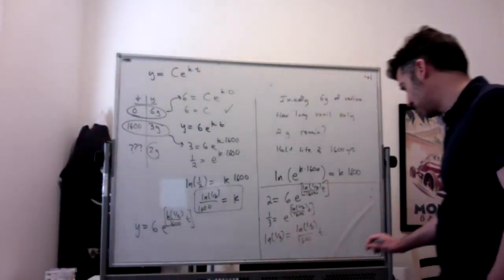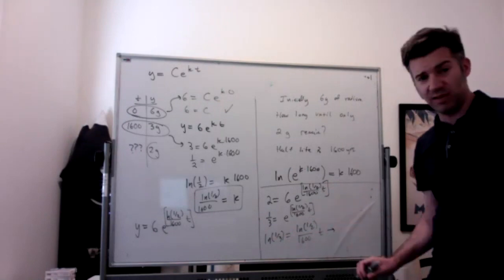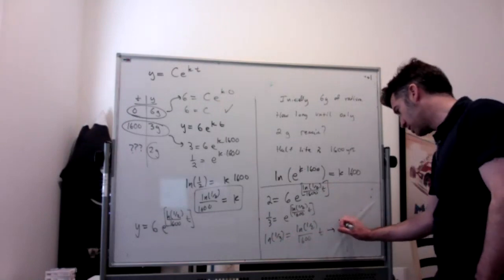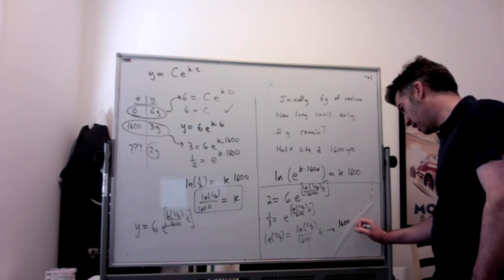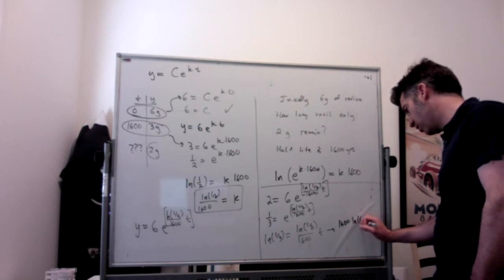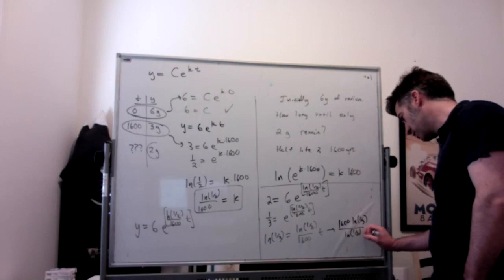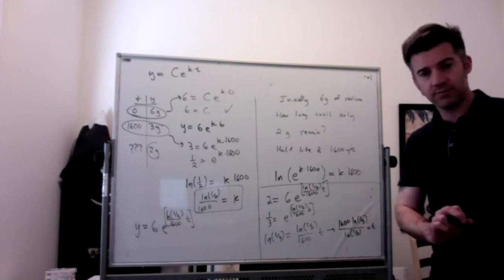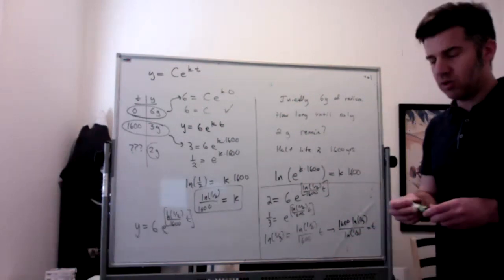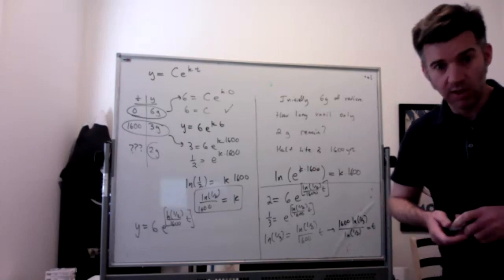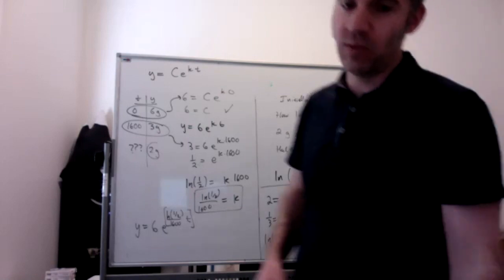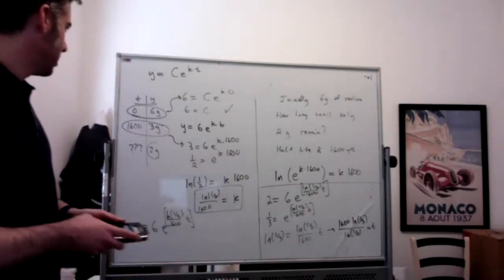Multiply both sides by 1600. Divide both sides by the natural log of 1/2. So you get 1600 times the natural log of 1/3 divided by the natural log of 1/2 equal to t. That's our answer. And then you could use a calculator if you wanted to get a more precise value. In fact, we probably should just kind of answer the question.